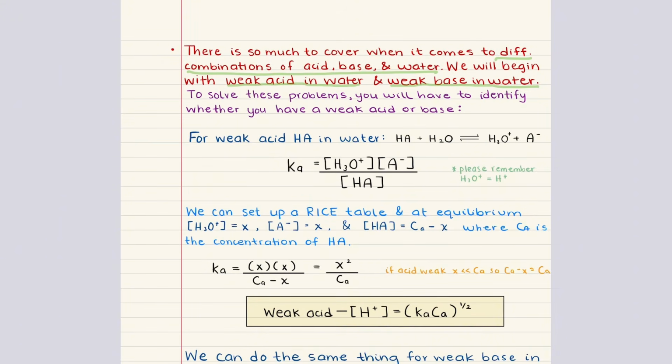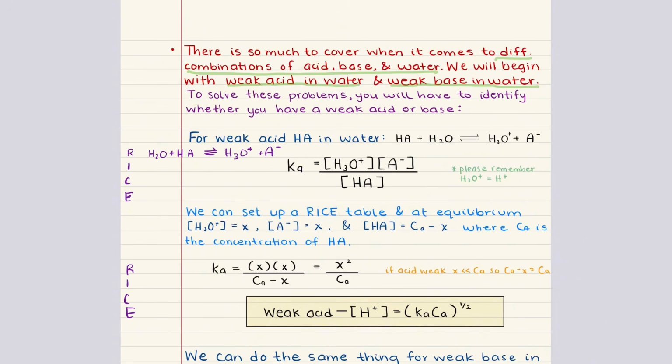I'll show you how these equations come from Rice tables so that you understand their origin. But you'll also see that you can often just use these equations directly for these types of problems. The first step in solving these problems is always to identify what you're dealing with. Are you starting with a weak acid or are you starting with a weak base? Once that's clear, you can set up the appropriate equilibrium expression.